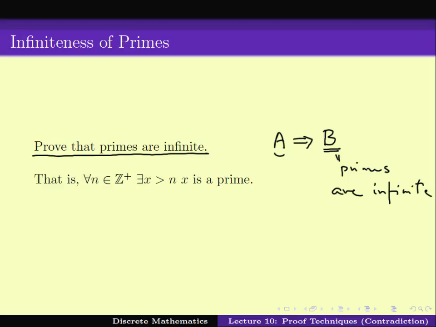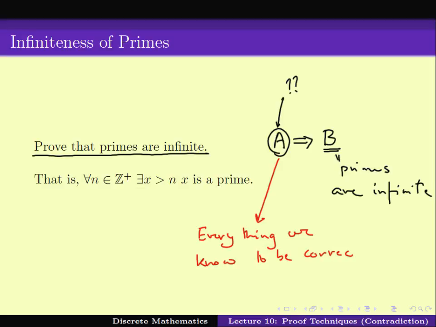Now what is A? There is as such no A here. So many times we will get this kind of question. The A in this case is actually everything that we know to be correct. So in fact, it basically says that with all the knowledge that you have, can you prove primes are infinite?